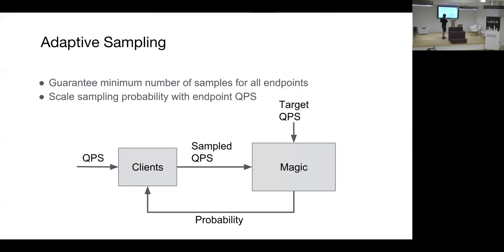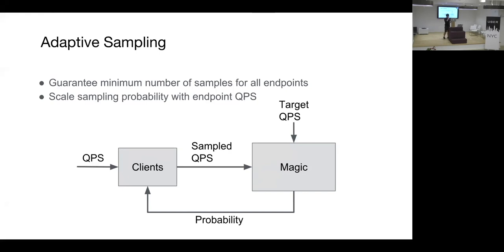So let's look at this rudimentary graph below. Each Jaeger client will receive a certain amount of throughput, right? And we denote that as QPS in this graph. That QPS is sampled using the sampling probability, which gives us the sample QPS, right? I think that makes sense, okay.